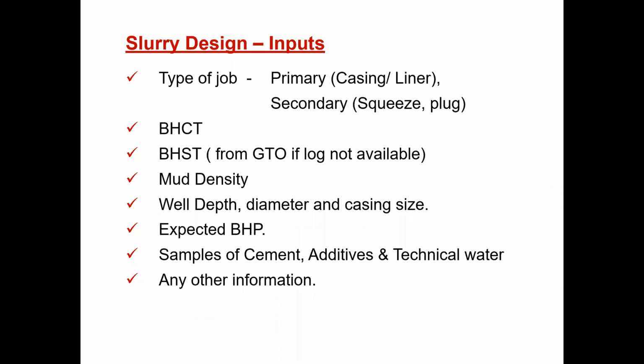Then mud density is also very important, along with well depth, diameter, casing size, and expected BHP. BHP is bottom hole pressure. We know what mud weight we are using, so we can calculate the normal BHP, as we know the TVD and where we want to carry out the cementation. That is for the mud. BHP will be slightly higher when the slurry is raised into the annulus. So for ECD calculation, we should know the maximum pressure while displacing the cement slurry. At that pressure, we design the cement slurry.